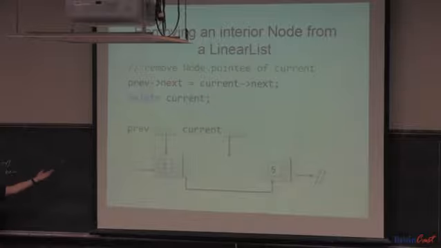Again, constant time operation. 2 statements regardless of where you are. There's no need to shift everything over by 1. So it's a very fast insertion, a very fast removal for linked lists.